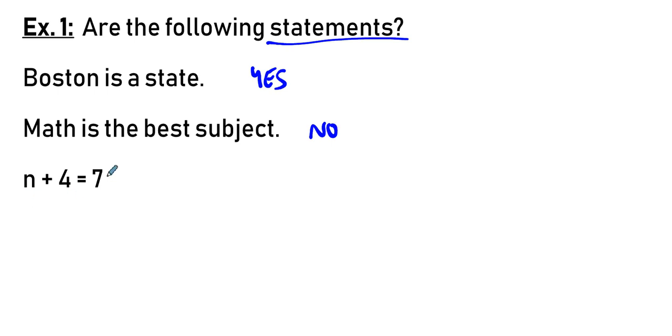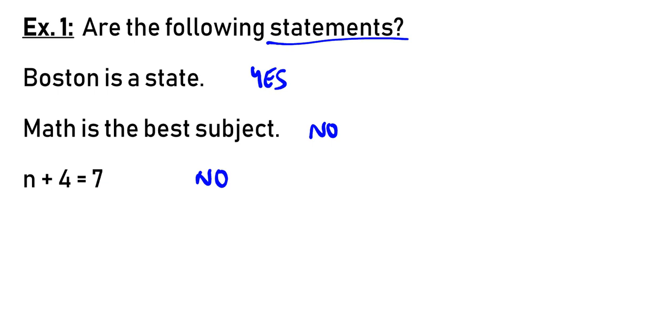N+4 equals 7. Is that completely true as written or completely false as written? No, because if n is 3, then the sentence is completely true. But if n is 5, then the sentence is completely false. So only one of these three sentences is actually a statement.